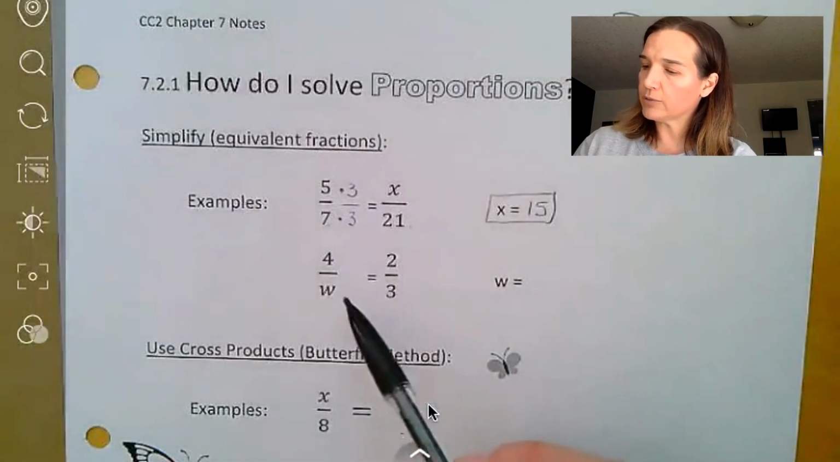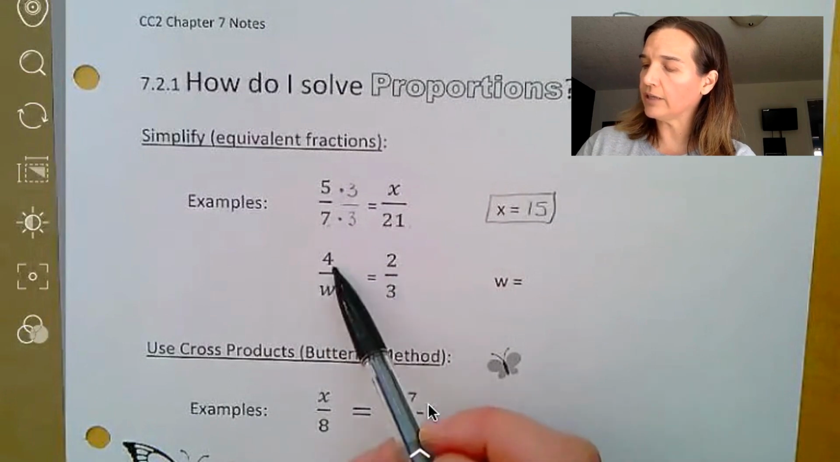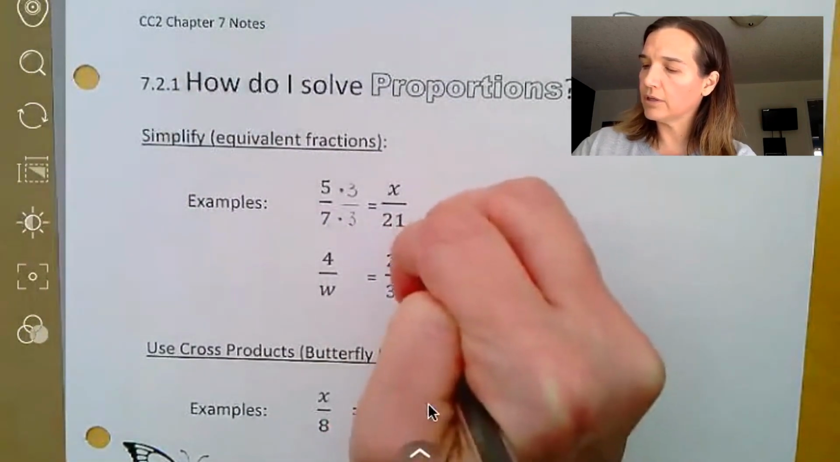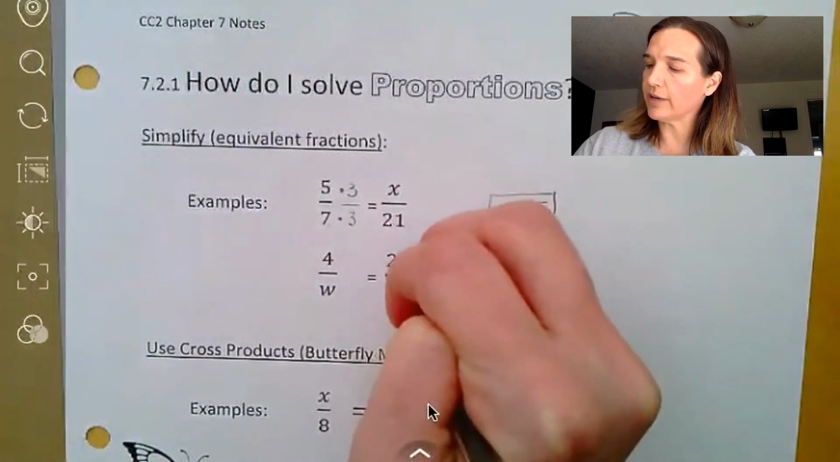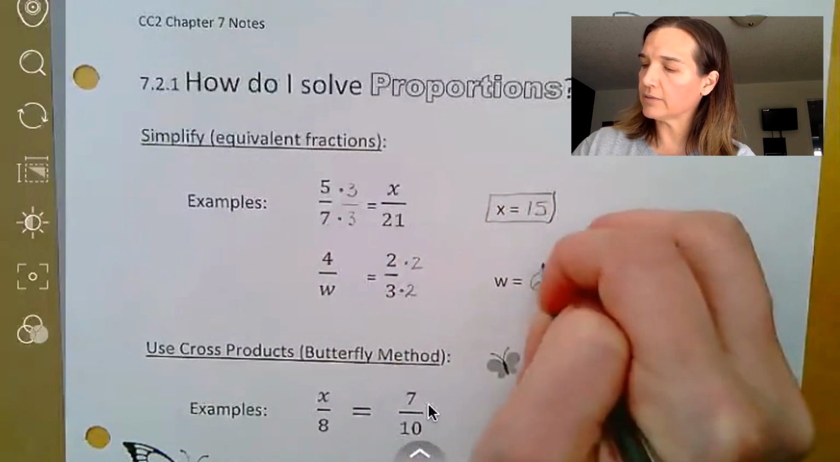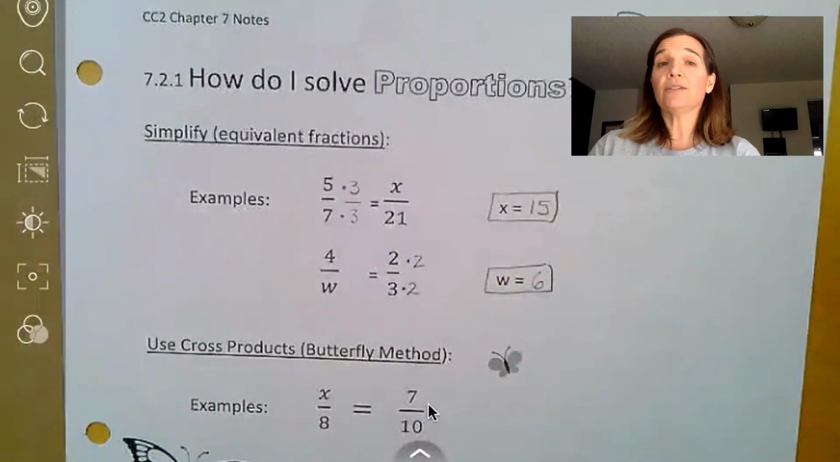The next one, 4 over w equals 2/3. I'm trying to find w, so I want to find out how I got from here to here. Well, I did 2 times 2 is 4, so to find w, I'll have to do 3 times 2. And again, that one's going to be a 6. We have w is 6. So that's the quickest, easiest way. Find an equivalent fraction and you're done.